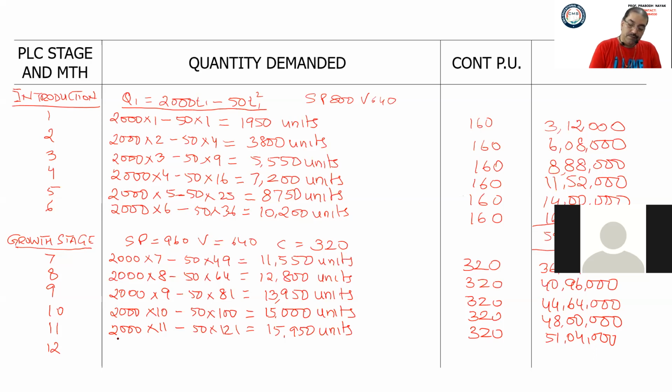12th. 2000 into 12 minus 50 into 12 square is 144. 16,800 units. 320 contribution. Multiply. 53 lakh 76,000.